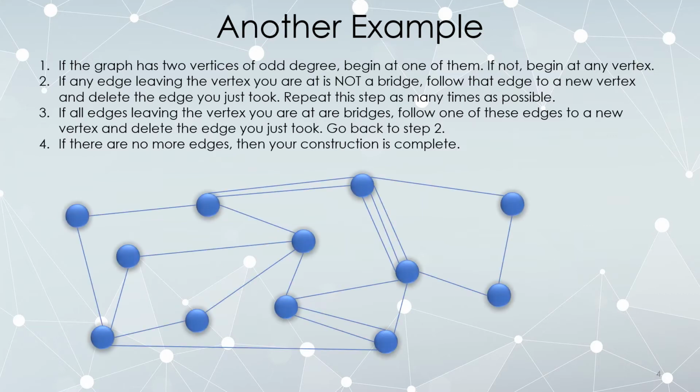Okay. Here's another graph. So what we're going to do is check what the degrees are: 4, 2, 2, 2, 4, 4, 4, 4, 6, 6, 2, 2. So it does not have any vertices of odd degree. So we can begin wherever we want. Let's begin in that upper left corner.